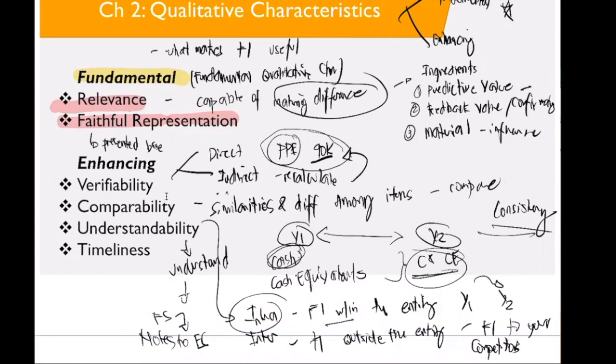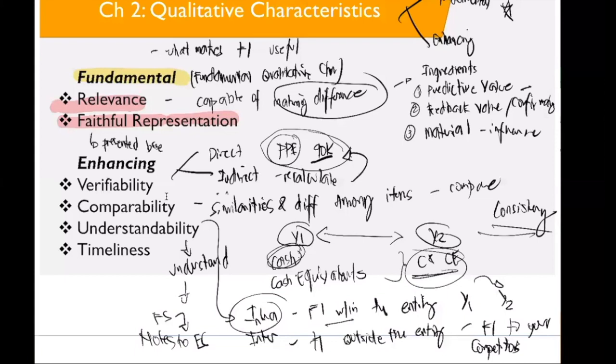Okay, but take note when we talk about understandability, it is more of your presentation and classification and characterization of your information so that it is clear and understandable. That if the user will try to look into your financial information, it can be understood clearly. Okay, but what aids notes to financial statement?